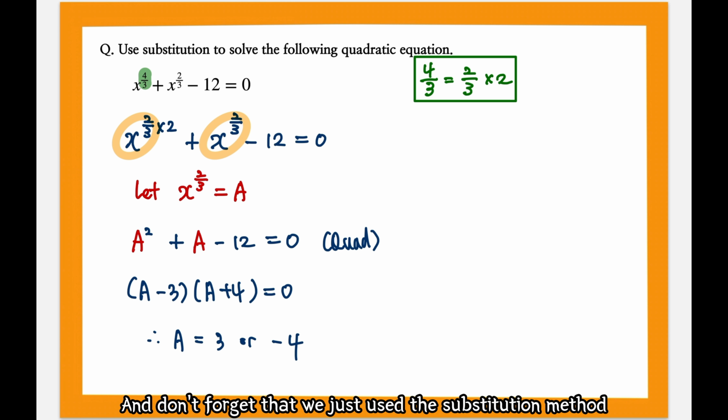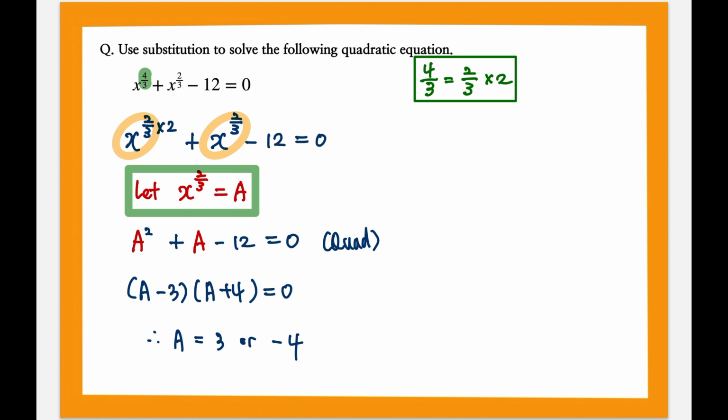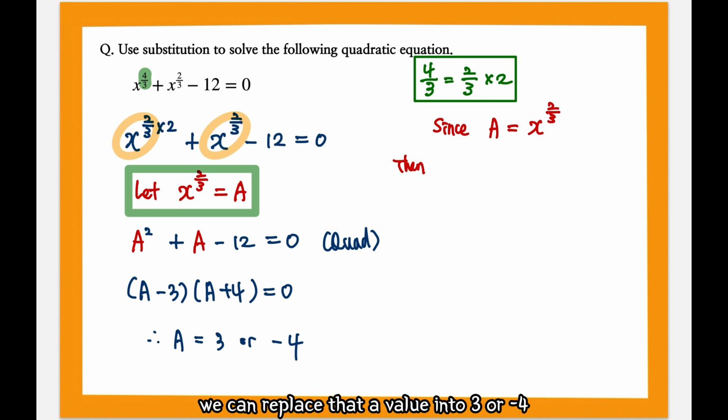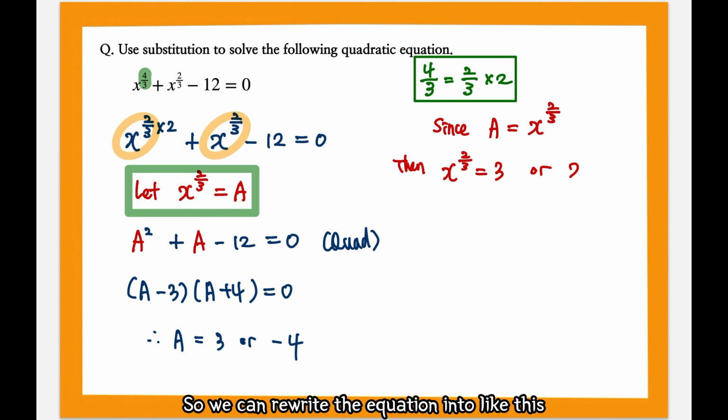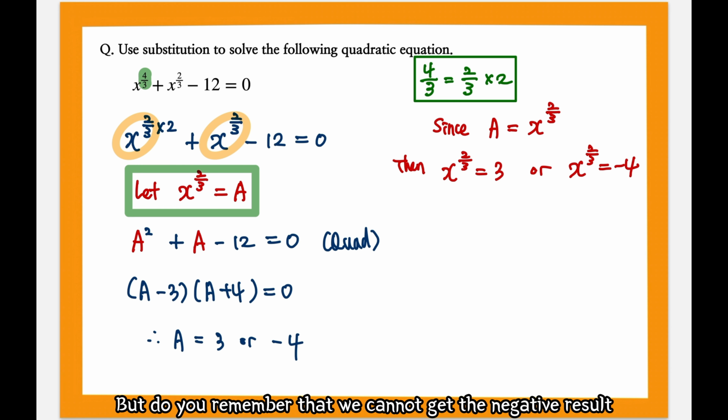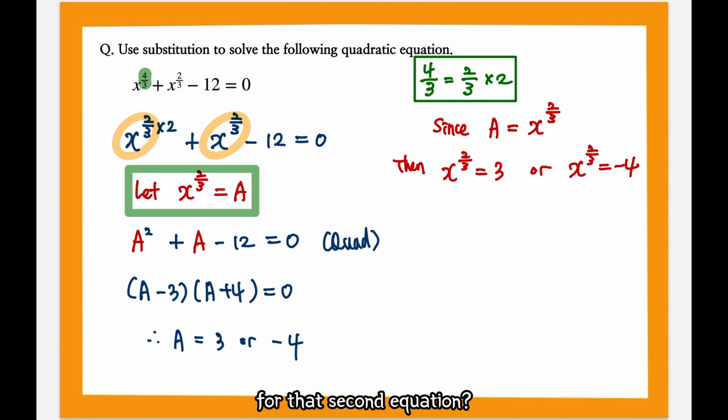And don't forget that we just used the substitution method. We just let x to the power of 2 over 3 equals to a. So since a is equal to x to the power of 2 over 3, we can replace that a value into 3 or minus 4. So we can rewrite the equation into like this. But do you remember that we cannot get the negative result for that second equation? So we need to reject that.